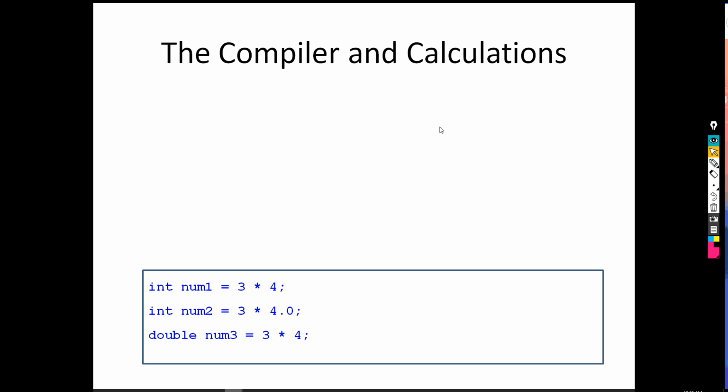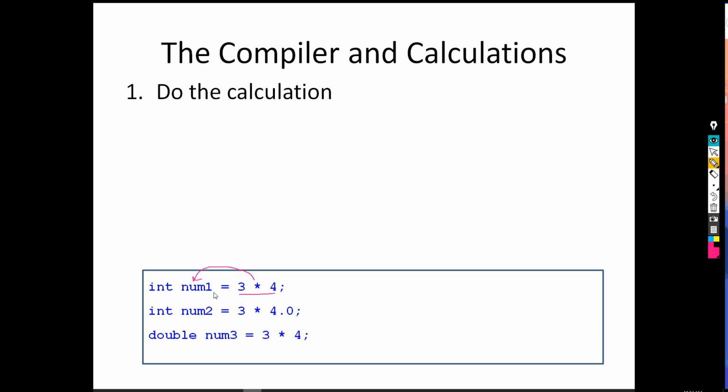All right, now we're going to look at the compiler and calculations. This is going to be the next step up. As you're writing programs, you're going to have calculations, and we have calculations that are going to be stored into memory locations. So how does the compiler deal with these? When it sees a problem like this, it is going to do the calculation on the right first.